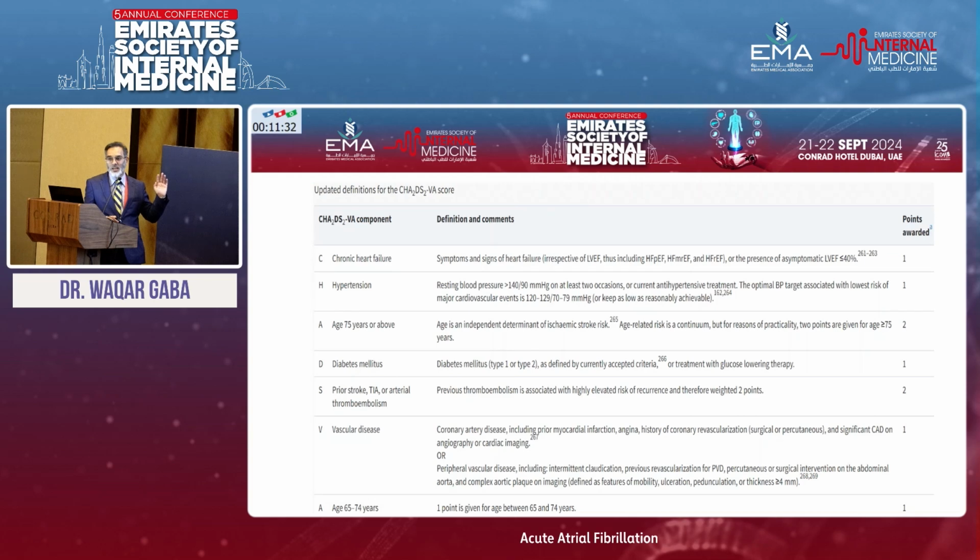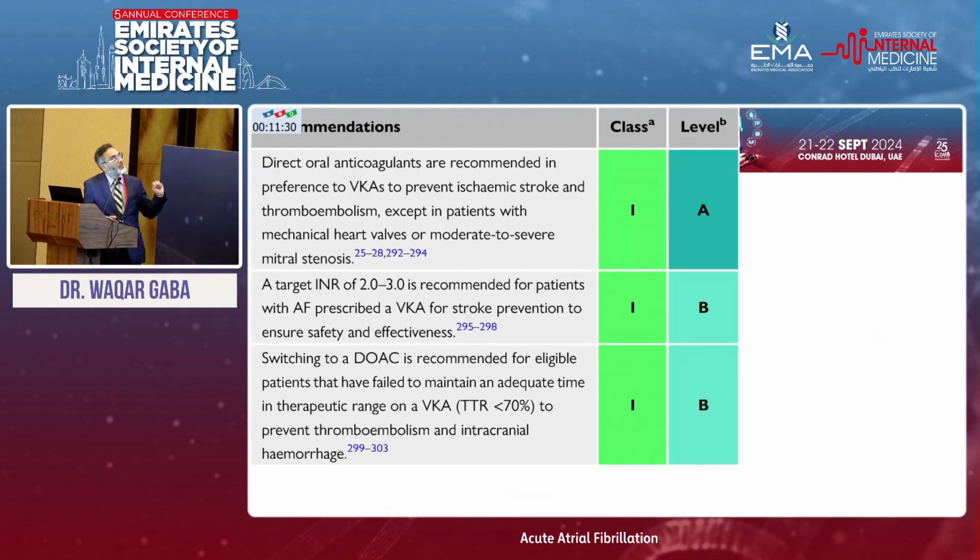Almost the same as the CHA2DS2-VASc score before. Let's talk in more detail in terms of ESC guidelines. Like we said earlier in the previous guidelines as well, DOACs are recommended in preference to VKAs. That's a 1A recommendation, except in 2 conditions only: you have moderate to severe mitral stenosis, or you have a mechanical heart valve.